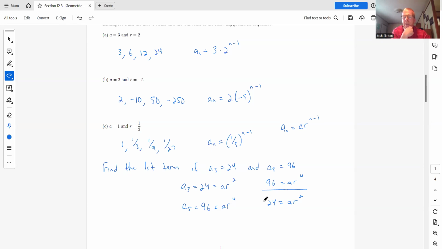96 divided by 24 is 4. The a's are going to cancel out, and then we have r squared. That tells us that r is going to be 2. Now it could be -2, but we'll assume it's +2 here. So r is 2, and then we can figure out what a is. Plugging r in, 24 would be a times 2 squared, and that tells us that a is 6.